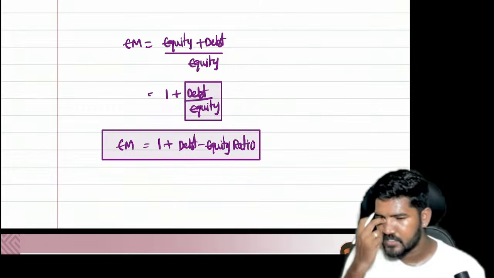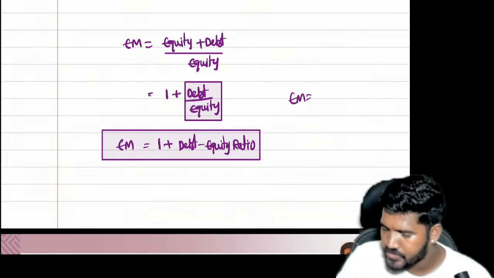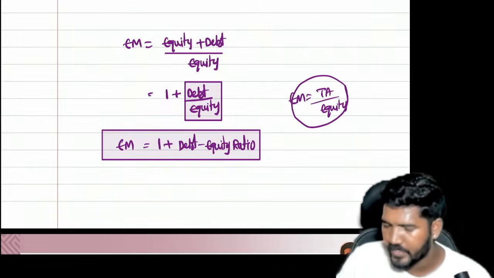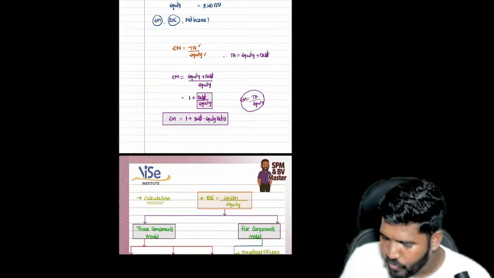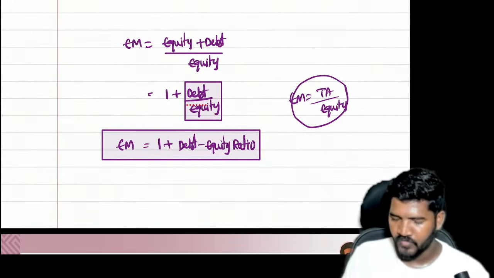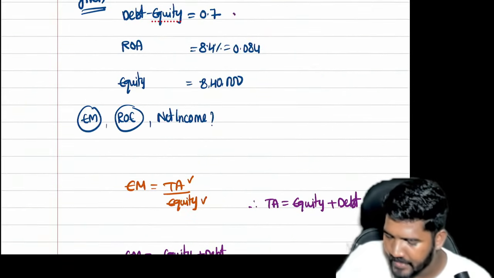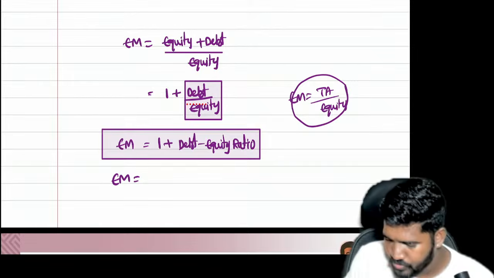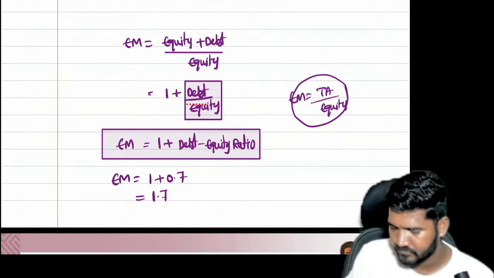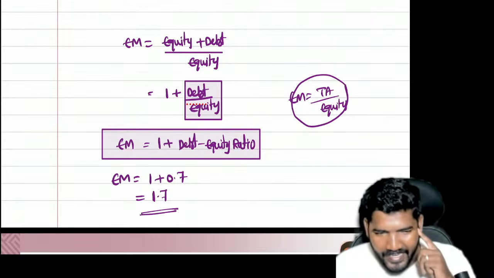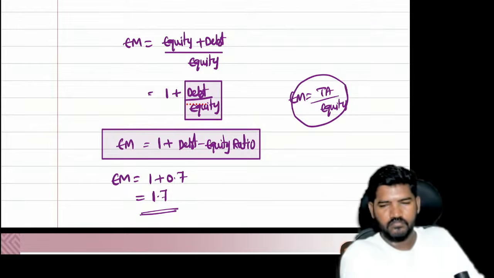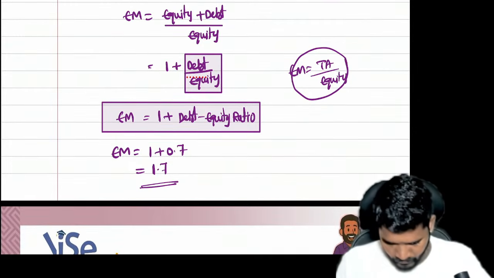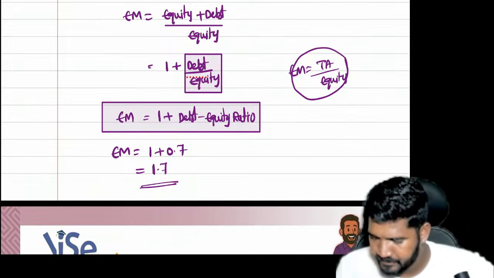Guys, this is a new point. Generally, equity multiplier equals total assets divided by equity. If that is not possible, we can use an alternative calculation, 1 plus debt equity ratio. In this problem they provided debt equity ratio 0.7. Now what is the equity multiplier? 1 plus 0.7 equals 1.7. Any doubt regarding this alternative calculation of equity multiplier?